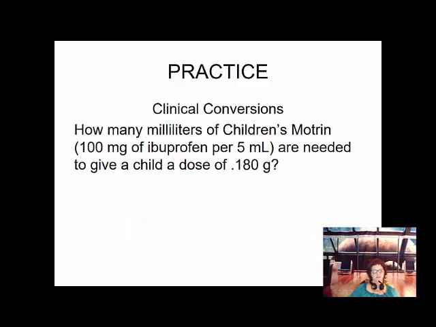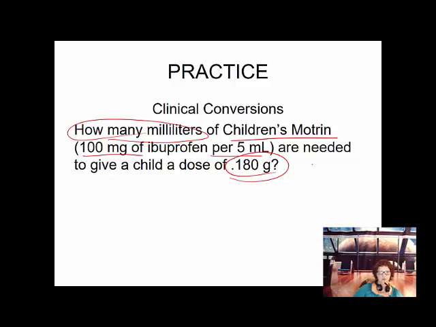This is a clinical conversion. How many milliliters of children's Motrin? There's 100 milligrams of ibuprofen per 5 milliliters. That's good information. What are we going to be looking for? How many milliliters. It gives me how many milligrams are in 5 milliliters, and the dosage needs to be 0.180 grams. This is a very common thing. You've got a certain number of milligrams and a certain number of milliliters, and it's a liquid, so you got to give it to them in milliliters.